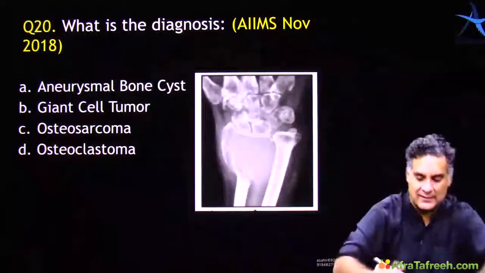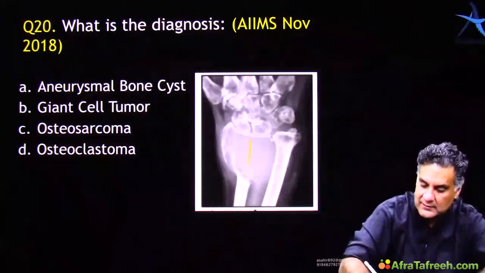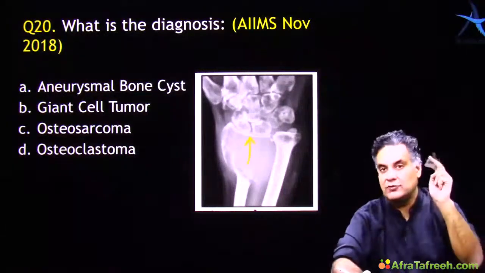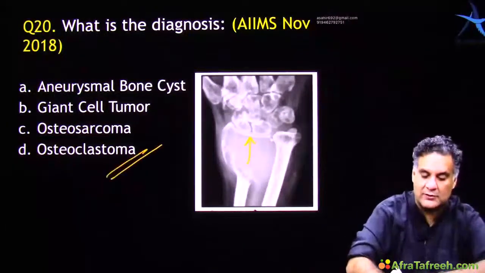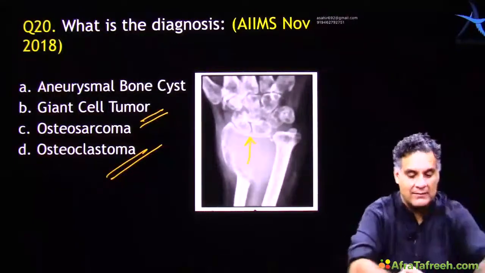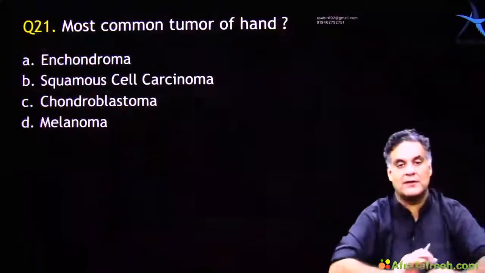Why did I place it in the first place? Because this is a tumor going right till the joint, but it has two options here which you should remember: osteoclastoma and giant cell tumor, which mean the same. But if I have to choose, I'll choose GCT because it's the more classical name.